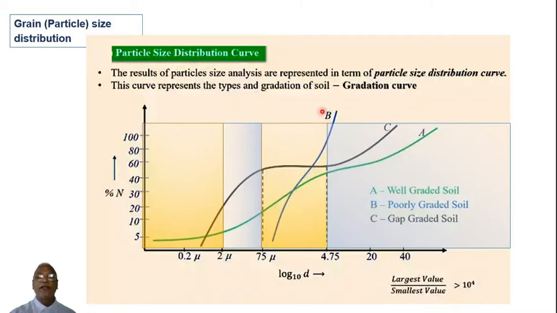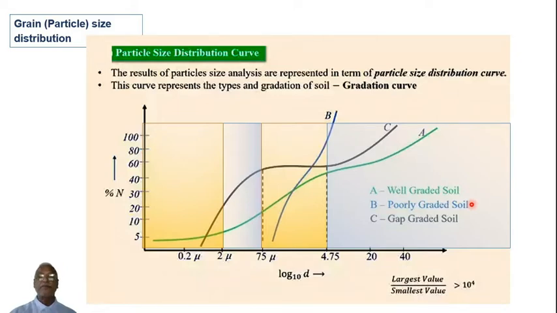And then B is uniformly graded, because you can see that most of the soil particles are in the range of 75 microns to 4.75 mm. That is to say, all are sand particles. Hardly any gravel, no silt, no clay particles. So soil B has almost uniform soil particles. So both B and C are classified as poorly graded soil, particularly B, which has particles of the same size, and is referred to as uniformly graded soil also.